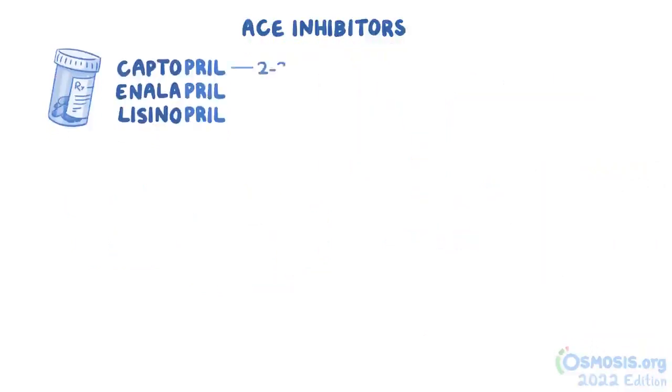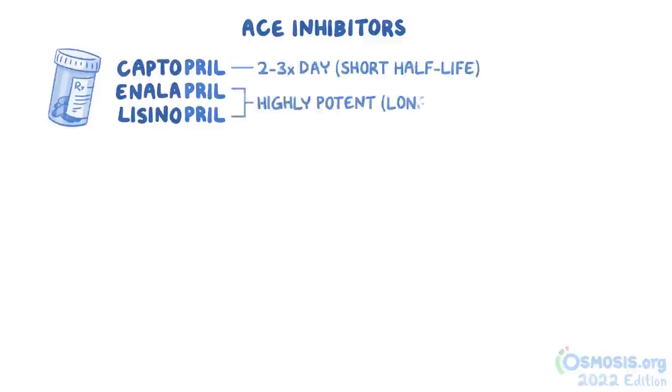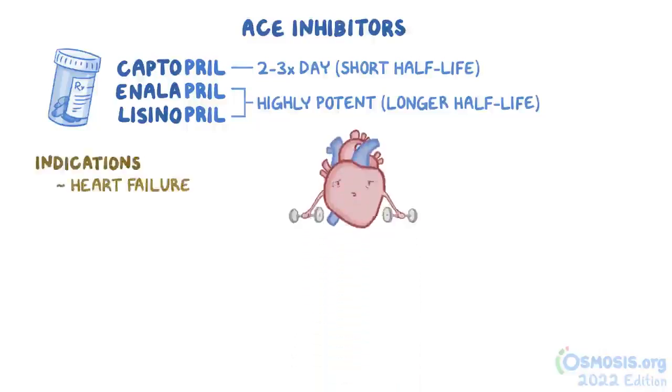Captopril should be taken 2 to 3 times daily because it has a short half-life. But enalapril and lisinopril are highly potent and have a longer half-life than captopril. Because ACE inhibitors are effective in lowering blood pressure, they can be used not only to treat hypertension, but also to treat heart failure, where the heart isn't strong enough to pump out an adequate amount of blood.